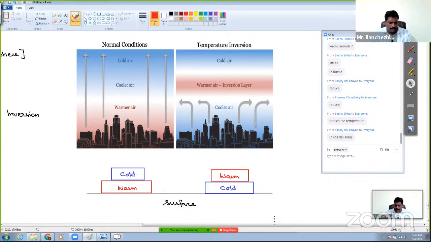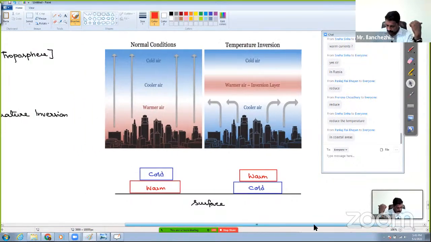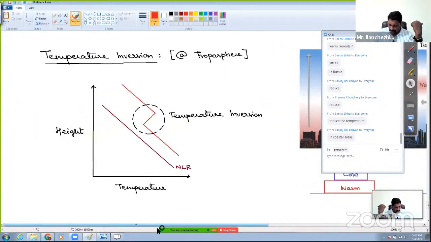Very important. Temperature inversion is important both for your prelims as well as mains. Mains, already once this question was asked in the IFS examination, right? There is always a chance that it may be asked in the civil service examination also. Okay, right. So let me conclude the class here at this moment.